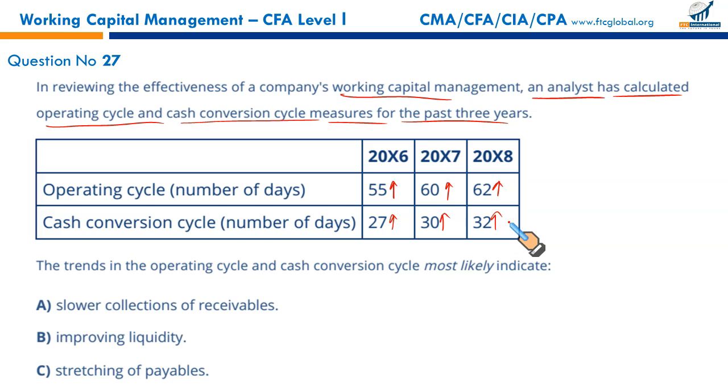So what can we conclude? The trend in the operating cycle and cash conversion cycle most likely indicates slower collections of receivables. Slower collection from receivables. Improved liquidity, this is impossible. When the cash conversion cycle and operating cycle are increasing in number of days, it is deteriorating liquidity, not improving. Now there might be a conflict between A and C.